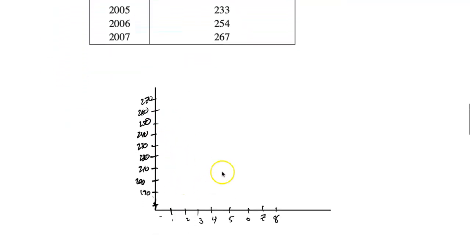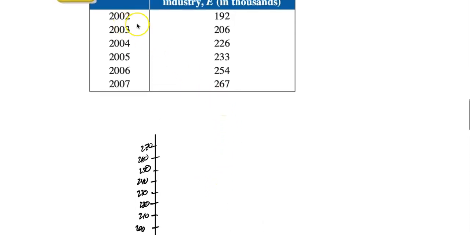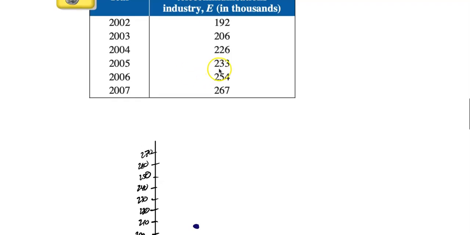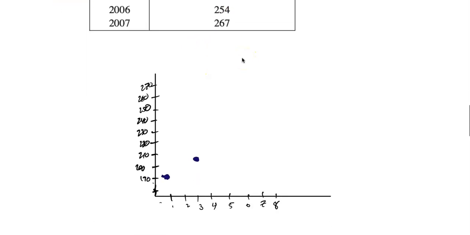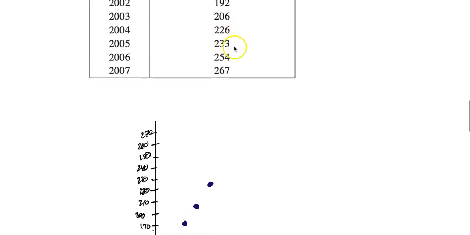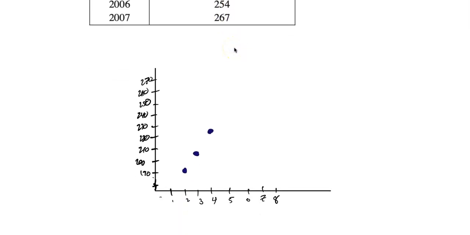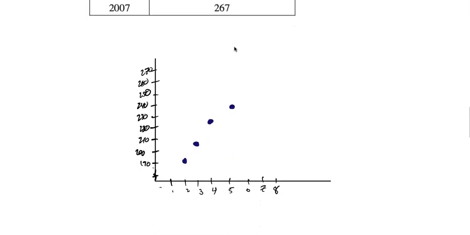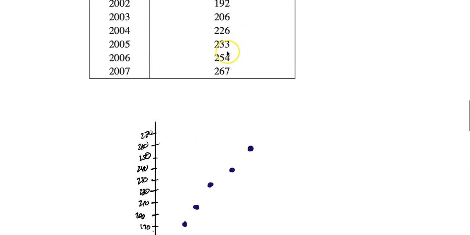Sorry for my rudimentary graph here, but we're going to do the year 2 with 192. So around there, I'm just going to do a very sketchy graph. I don't have a perfect graph here. 3 is 206. So around there. Again, it's not going to be a perfect graph. I didn't think ahead. 4 is 226. I've got to move a point already. So I can move that one to here. 192. There we go. 5 is 233. So around there. 6 is 254. So up here. And then 7 is 267.